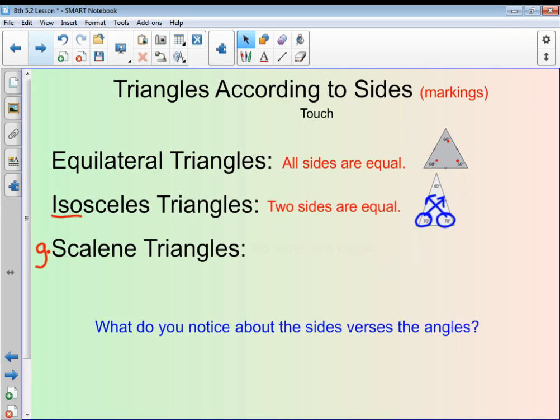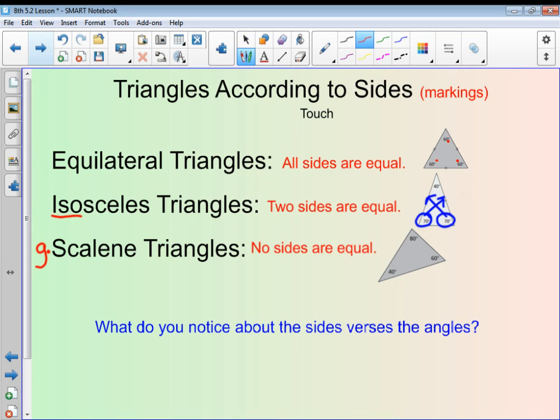Okay, letter G is scalene triangles, and scalene triangles are going to be triangles that have no sides that are equal to each other. So once again, if you look at this one, there are no markings because there are no sides that are the same, but you can also identify because you have different angle measures on each of these, which means you then also have different side lengths.